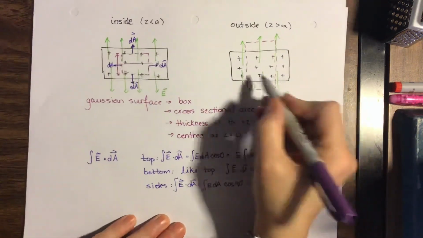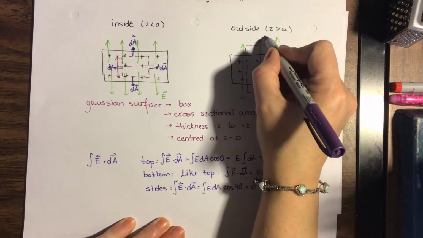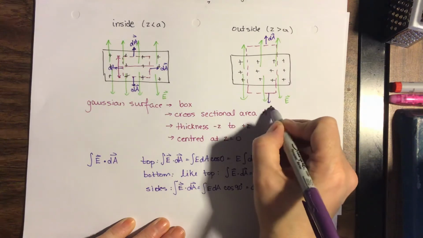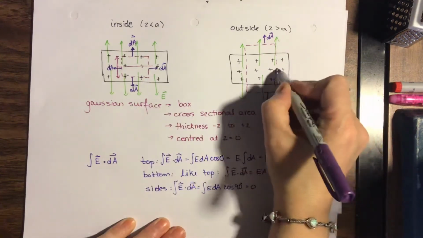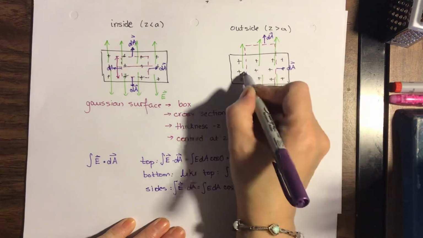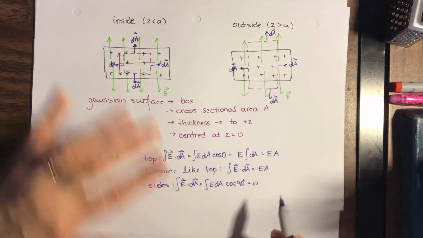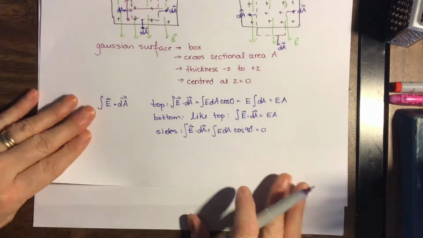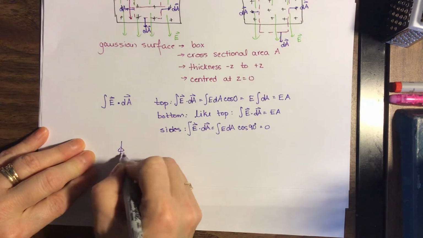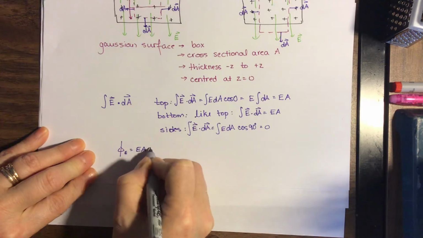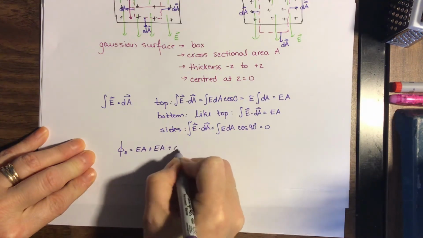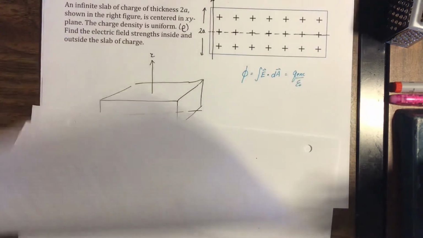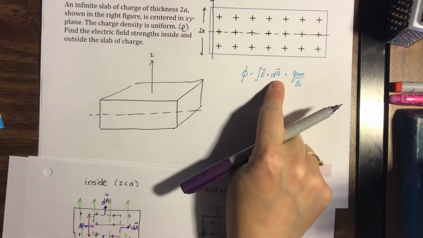Oh, and just before we move on, we'll show that it's the same on the outside. The outside, the dA on the top face is up, same. dA on the bottom face is down, same, and on the sides is perpendicular. So our result is true for both inside and outside. Okay, so my net electric flux is EA plus 0 equals 2 times E times A. There is half of our Gauss's law done, the net electric flux.